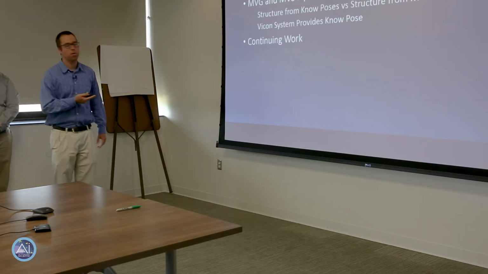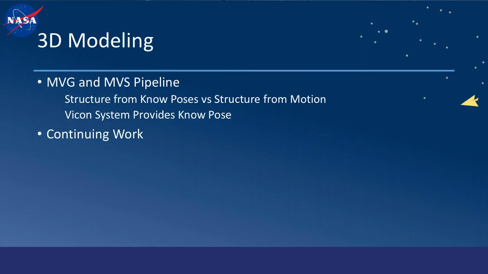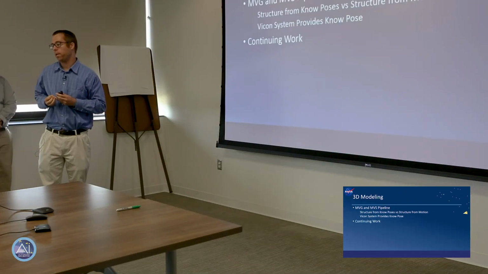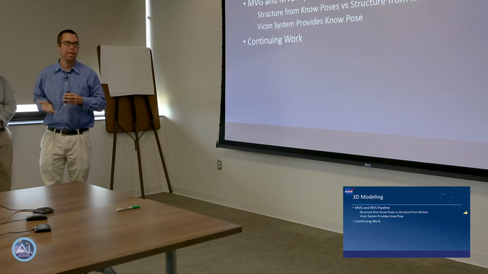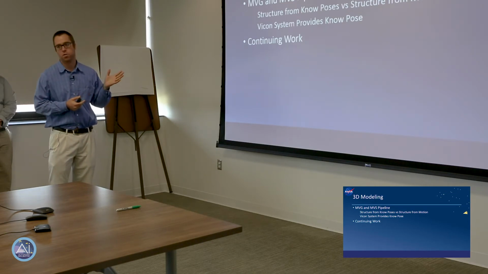So the next 2 weeks I'm going to be doing 3D modeling. There are 2 tools we can use in OpenMVG. One tool will take our Vicon poses and use that to reconstruct a 3D image, so it'll know where the images were taken. The other tool actually can get the structure just from the motion.